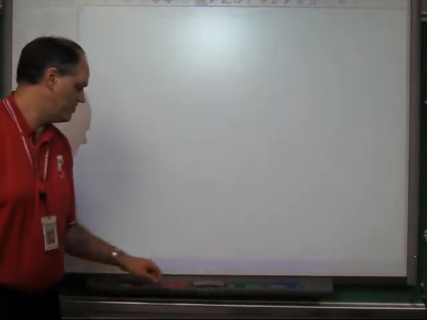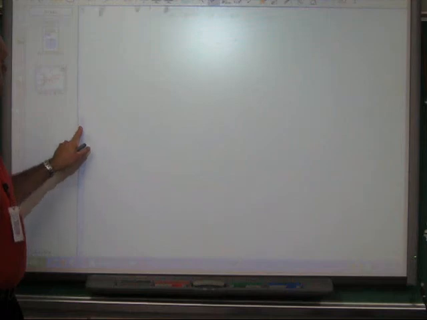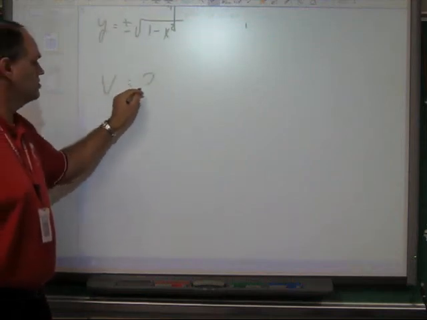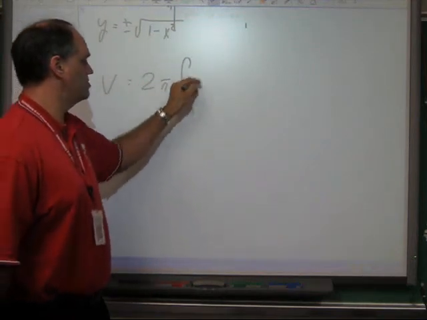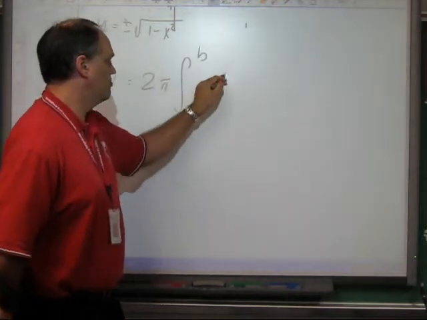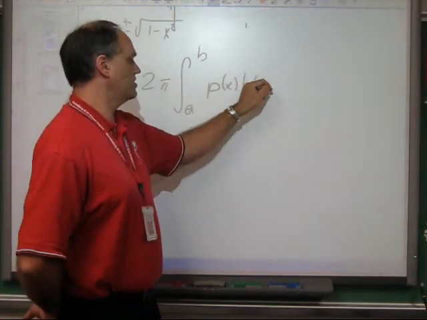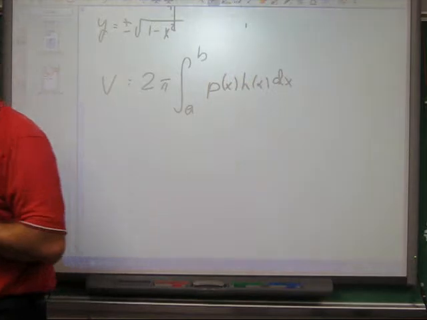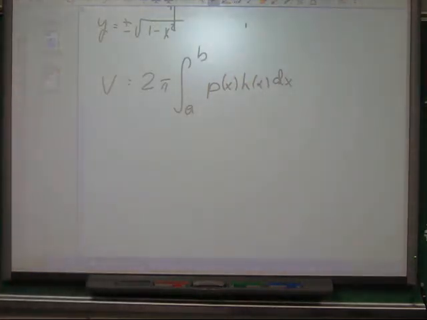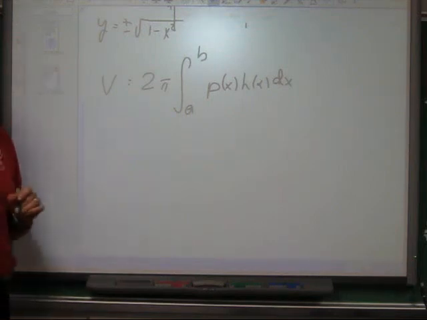Nope, this is enough. The formula is volume is equal to 2 pi times the antiderivative from a start to an end of p of x times h of x dx. And I know all those quantities. All right, do you know all those quantities? So heads are going up and down nodding. You know all those quantities.